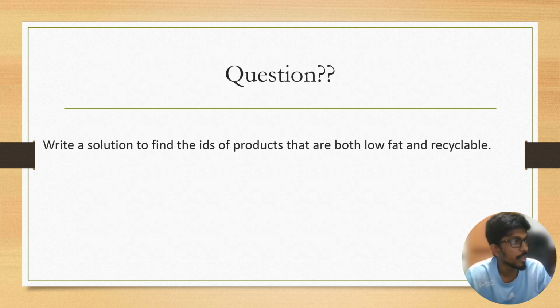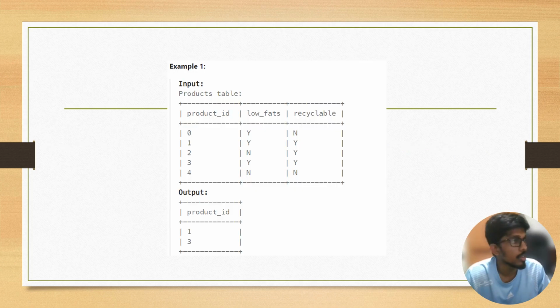So here we need to find the IDs of products where these products are both low fat and recyclable. Along with the question, they also have provided us with an example. In the provided example, the products table is like this. It has 5 products, and they have provided the values for low fats and recyclable.